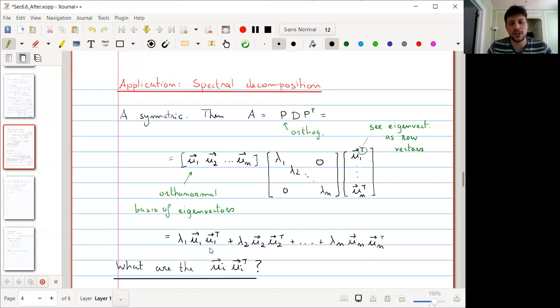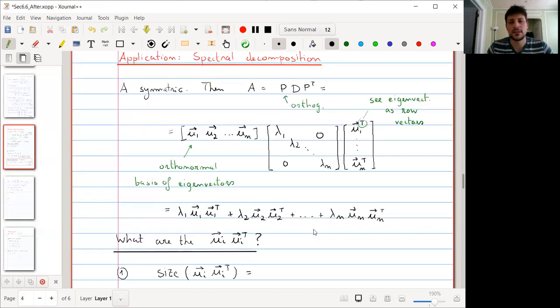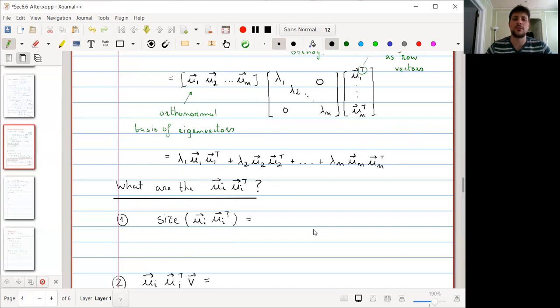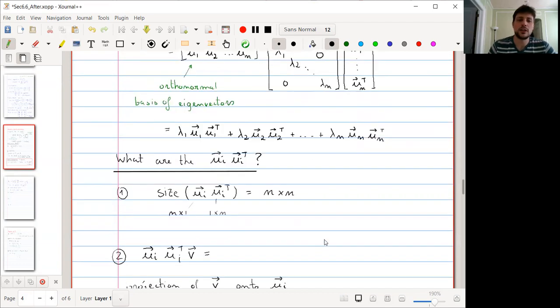Now, these ui ui transpose are very important, and they deserve a little bit more thought than what we've given them so far. First of all, let's just observe their size. ui is an n-dimensional column vector, so it has n rows and one column, and ui transpose has one row and n columns because it's a row vector. So the output of the product is an n by n matrix. In other words, ui ui transpose is an n by n matrix. So it's legitimate for us to wonder what this matrix does.